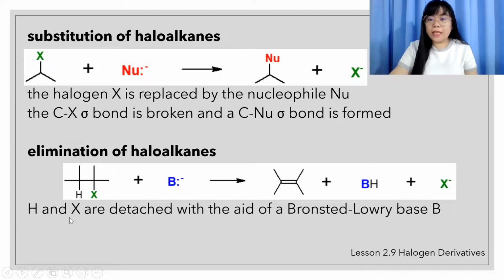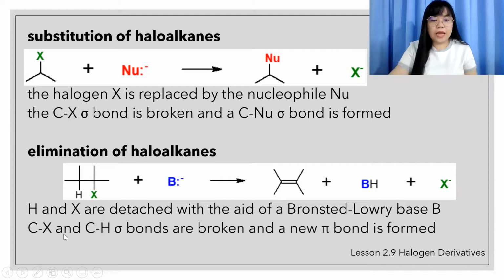So the H and X are detached with the aid of a Bronsted-Lowry base B. So that's B here. And the C-X and C-H sigma bonds are broken. So these bonds here are broken, and a new pi bond is formed. So here's the pi bond that is formed.